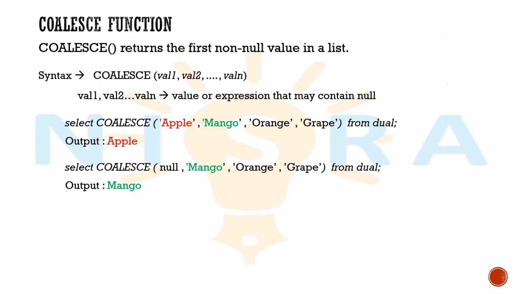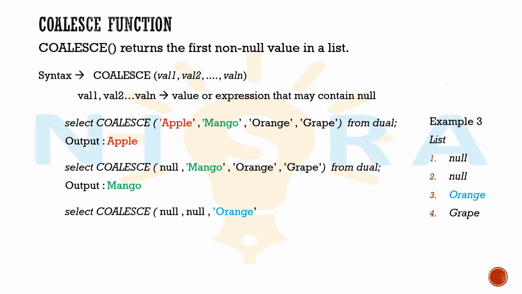We look into another example also. Consider I have a list like null, null, orange and grape. To find the first non-null value, you can use COALESCE as select COALESCE of null, null, orange, grape from dual. Now the first non-null value is orange, so the output will be orange.